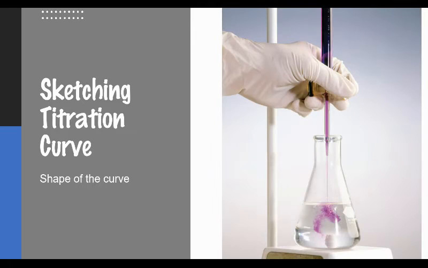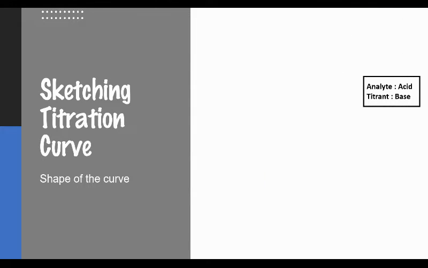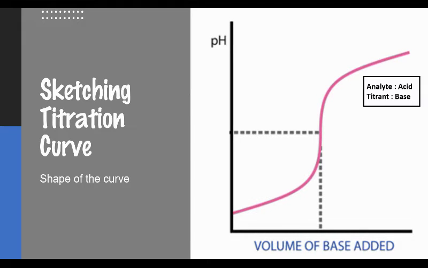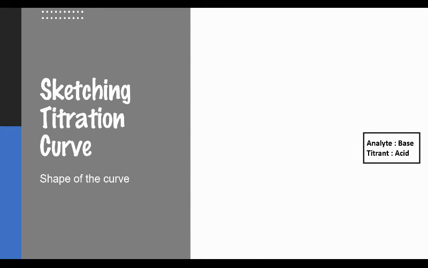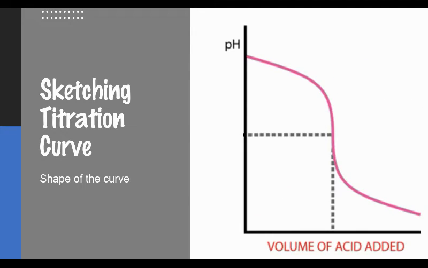Previously, you have known the terms analyte and titrant. The shape of the curve is pretty much depending on those two. When you have an acid as the analyte and a base as a titrant, the shape of the curve should be like this. Or, if it's the other way around, the shape of the curve should be like this. Basically, the shape of the curve is somewhat an S-shaped curve.